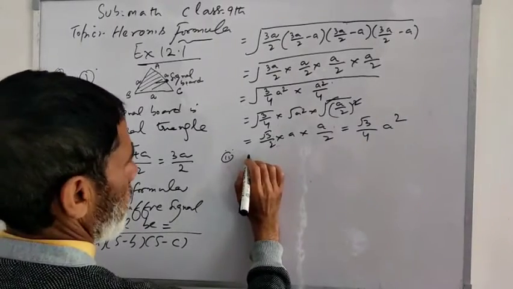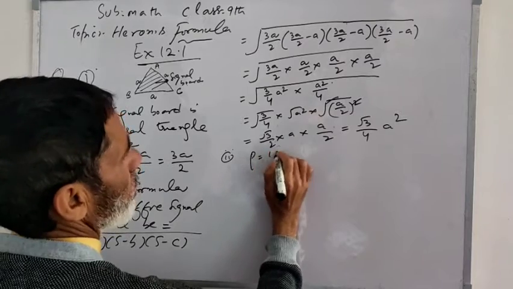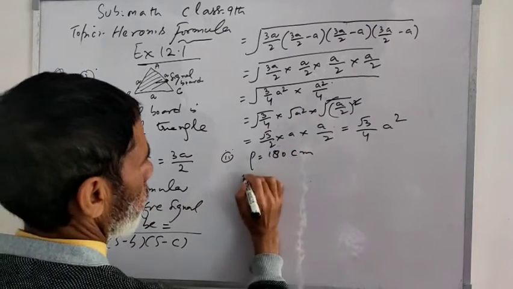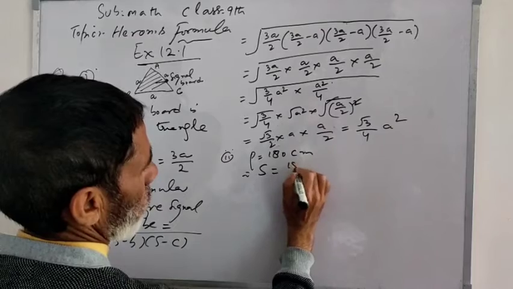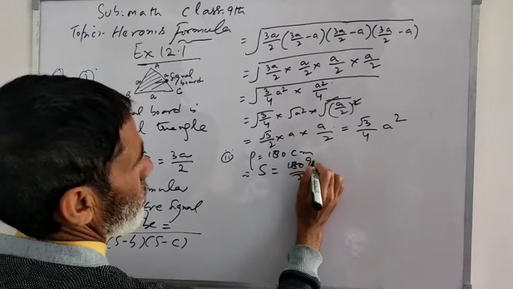In this question, the perimeter P is given as 180 centimeters. Therefore, the half perimeter S will be equal to 180 by 2, which is 90 centimeters.